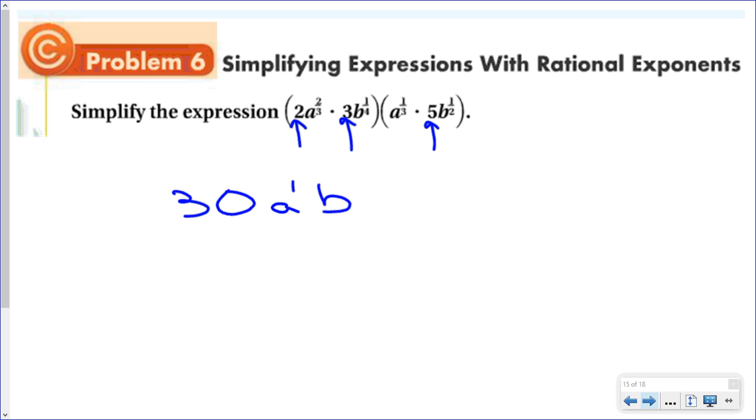Your B value, what do they got? 1/4, I think, is what that is. 1/4 plus 1/2. Common denominator is 4. So 1 plus, say what times 2 gives you 4? 2. So 3/4.